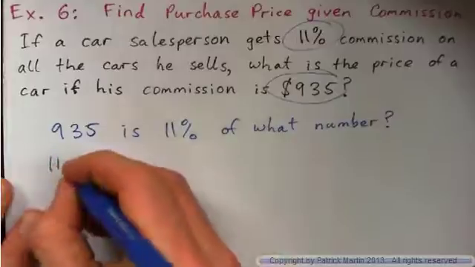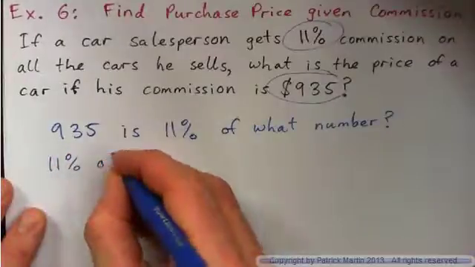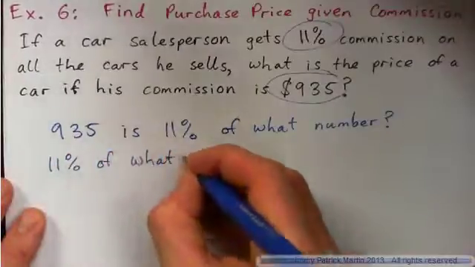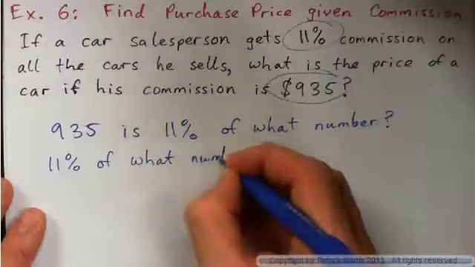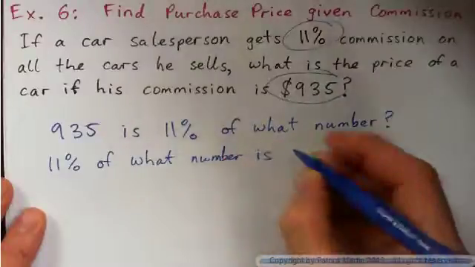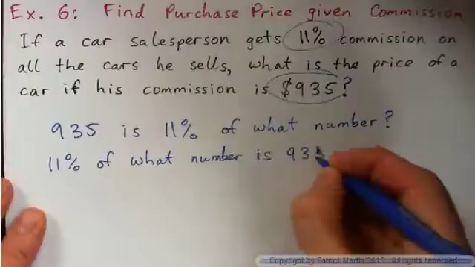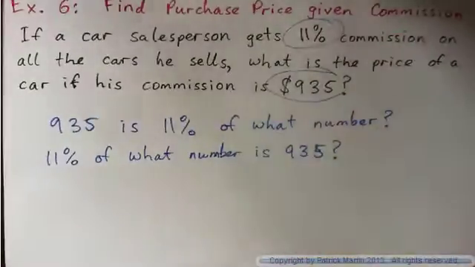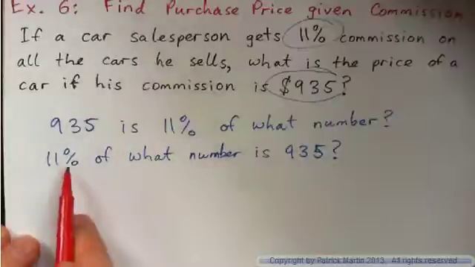So I might as well write them out. There's another way: 11% of what number is 935. I'm just writing out 2 different ways of doing it because they're both correct. So either way, you can turn either of these into an equation and solve it, right? So in any case, let's do the bottom one because we've done this one the most.